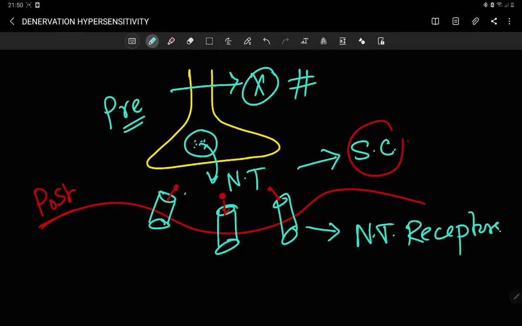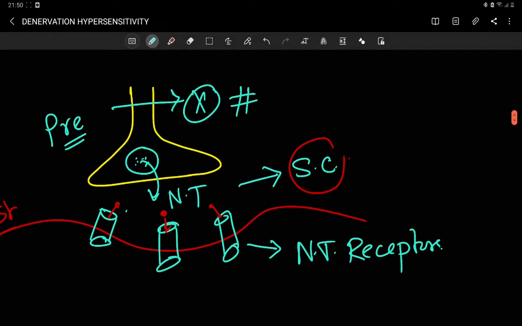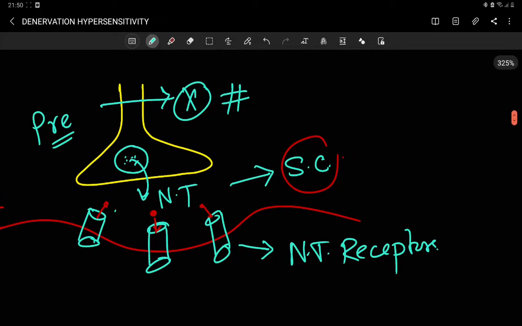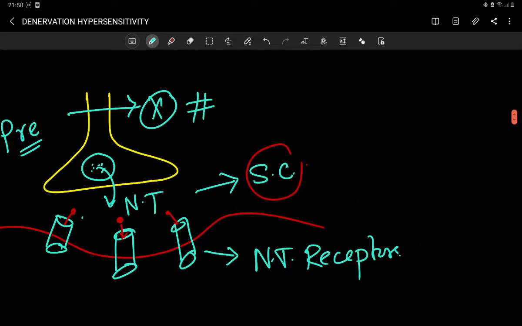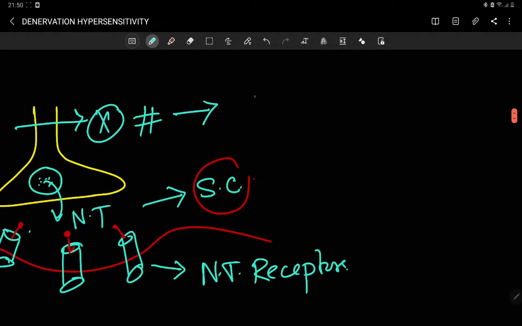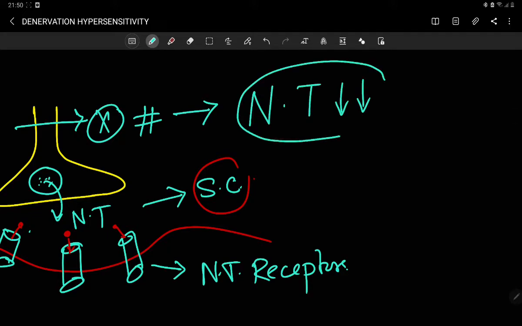Now what happens due to damage of this nerve? There is no axoplasmic transport, there is no further synthesis of the neurotransmitter, etc. Due to the damage of this nerve, there is now no neurotransmitter, and due to no axoplasmic transport, there is no flow of the neurotransmitter. Anyways, in a nutshell, due to damage of the nerve, the concentration of the neurotransmitter is reduced.